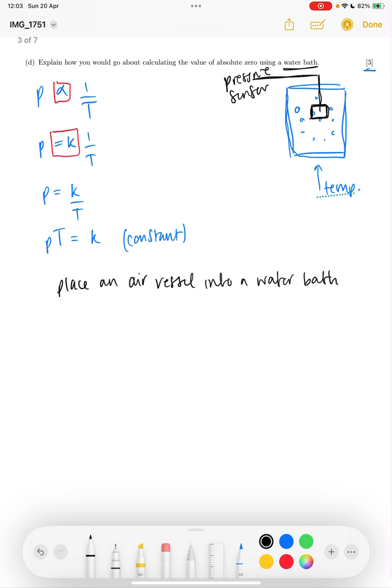Now, I've come up with that because I need pressure to be able to work out my value of absolute zero, my temperature here. So I know I need something to measure pressure. I'm just going to call it a pressure sensor here. Place an air vessel into a water bath that is connected to a pressure sensor.